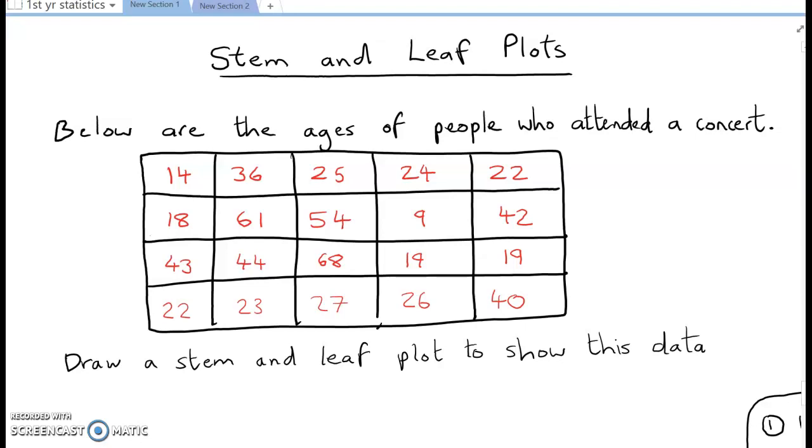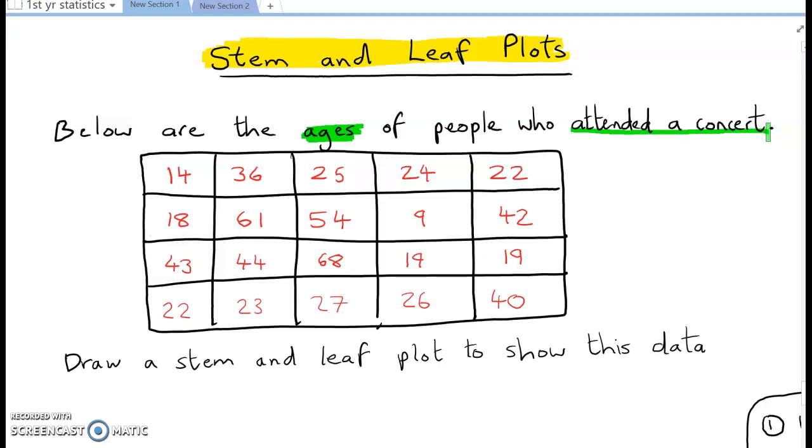Hello, in this video it's another statistics video and we're going to look at how to draw a stem and leaf plot. Okay, so in this first little section we have been given this box of numbers, loads of numbers, and we see from the first sentence that below are the ages, so they're all people's ages, and they're of people who attended a concert.